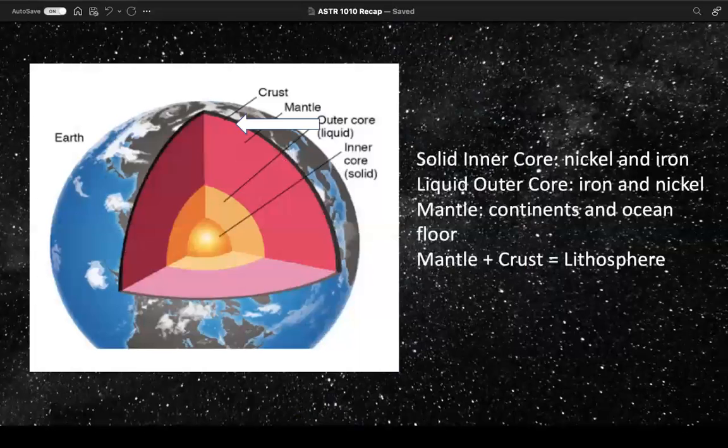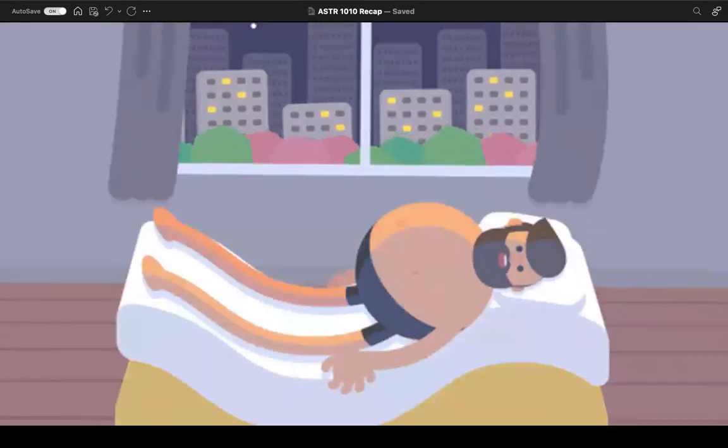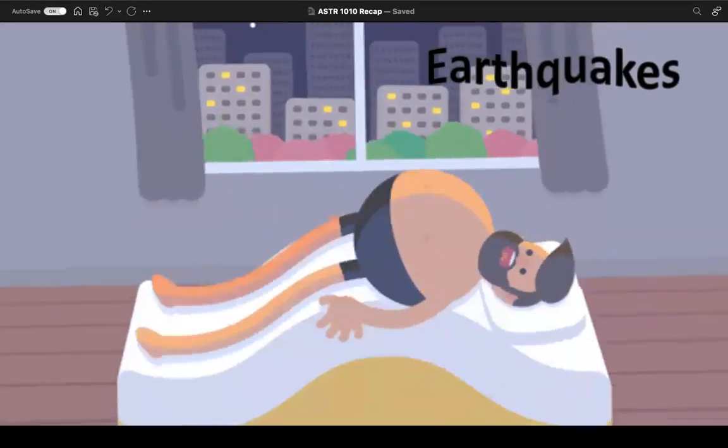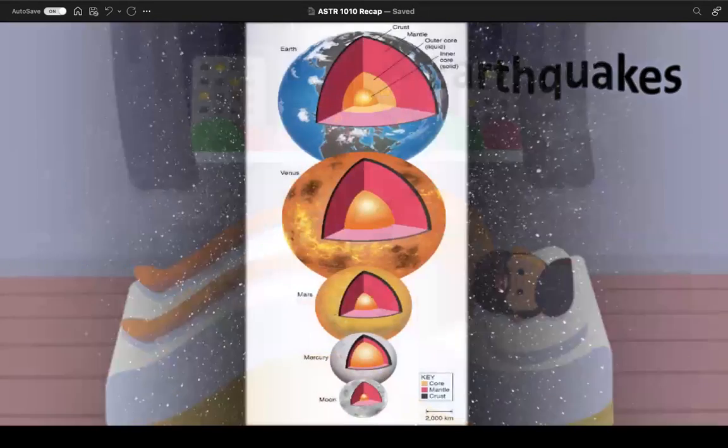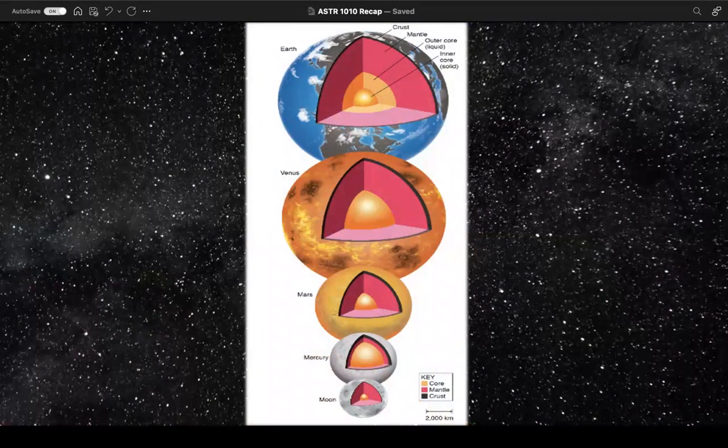And in addition, the mantle can be broken into two parts, the continents and the ocean floor. And the mantle and crust can be included in what's called the lithosphere. So we actually obtained all of this information from earthquakes and their waves, which are obviously very scary, but they're also very informative.